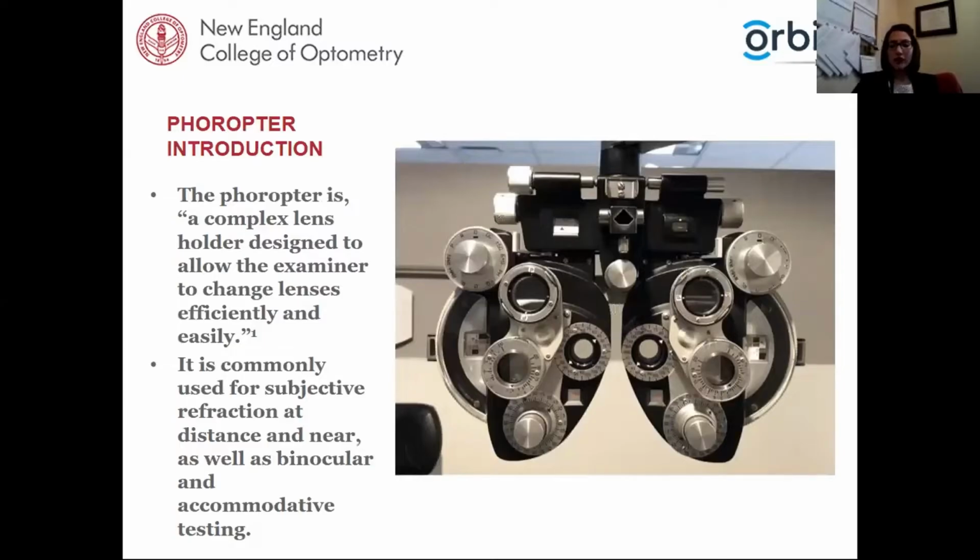Just looking at the phoropter, again, we're really only going to be covering the parts and components that are relevant for subjective refraction. There will be many other components that we will not talk about today. The phoropter is a complex lens holder, and it allows you to efficiently and easily change the power of the lenses. It's most commonly used for subjective refraction, but you can also use it for binocular and accommodative testing, and all this testing can be done both at distance and at near.